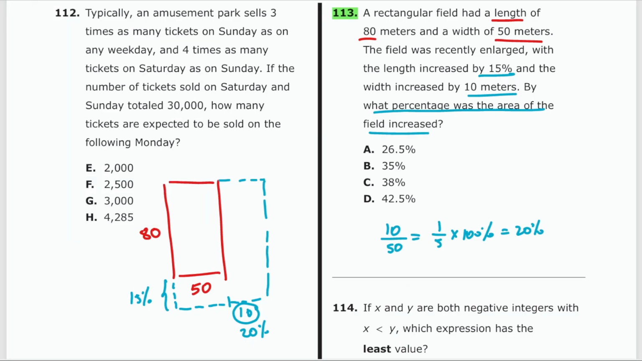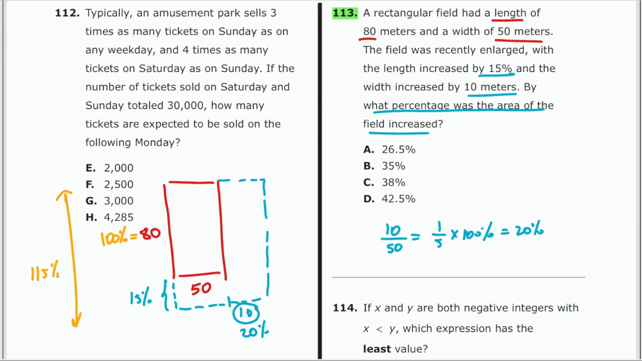So what does it mean? It means that the initial 80 meters, that was 100%. So therefore, the new complete length here is 115% or 1.15. That's important. Now the width. So the initial width here has been 100%, but it has been increased by 20%. So now it's 120% or 1.2. All you have to do is multiply 1.15 by 1.2 and you should be done.